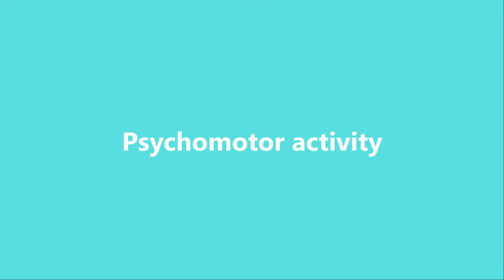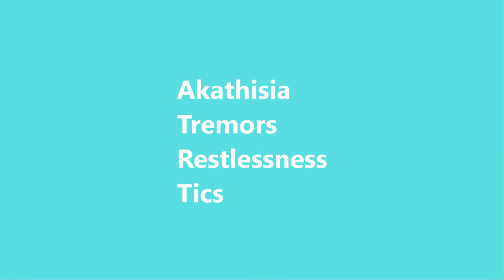If you observe psychomotor activity, these are psychiatric disturbances that manifest in changes in motor function, such as psychomotor agitation and psychomotor retardation. That could be akathisia, tremors, restlessness, and tics. Comment on these psychomotor activities.